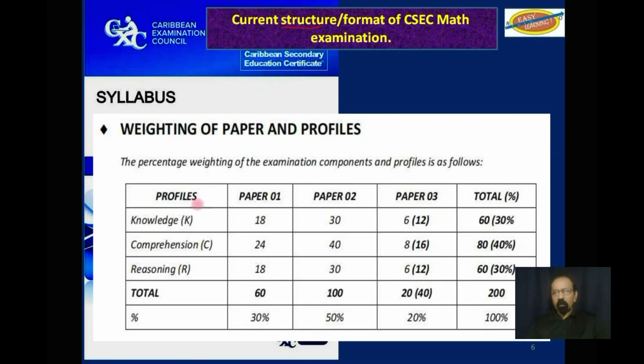As it relates to your marks, Paper 1 carries 60 marks, which is 30% of your overall grade. Paper 2, 100 marks, which is 50% of your overall grade. And Paper 3, 40 marks, which is 20% of your overall grade.